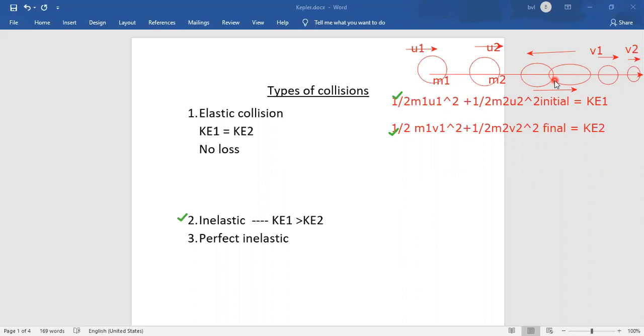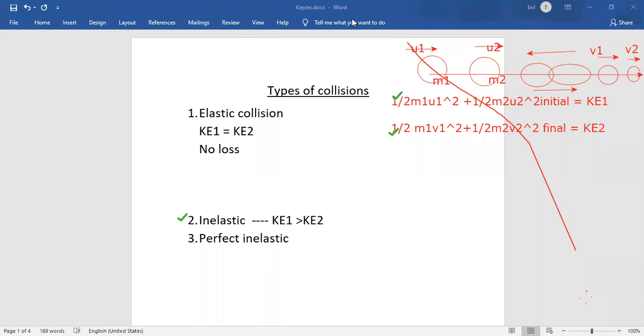This is the reason why in ordinary collisions, like a ball and bat, ball and ground, two ordinary coins, two ordinary glass marbles, between two stones, any two objects, there is a loss in kinetic energy. Always there is a loss in kinetic energy. This is the reason why the first value KE1 is always greater than KE2.